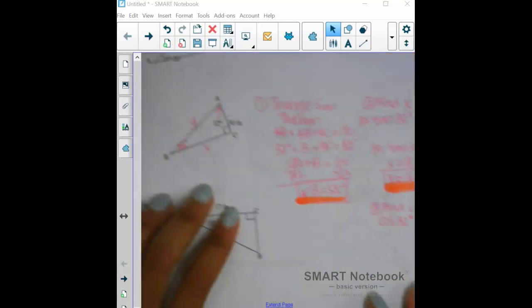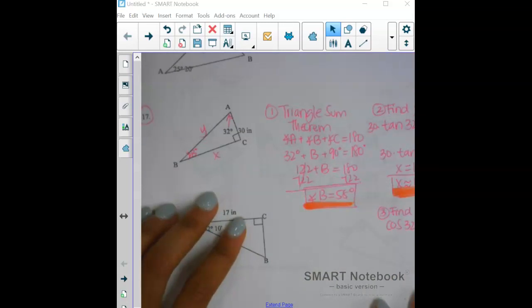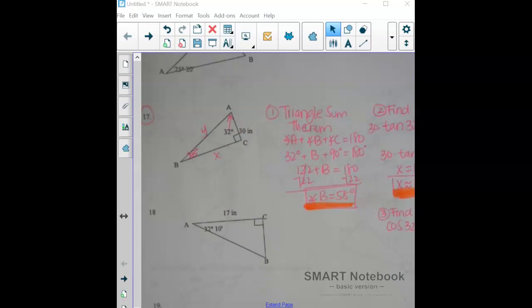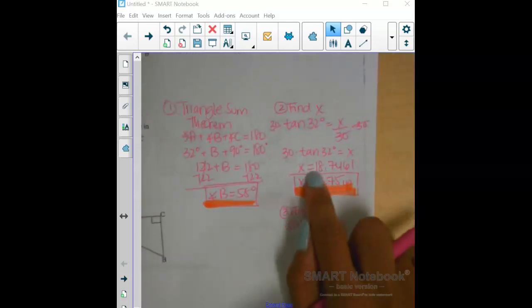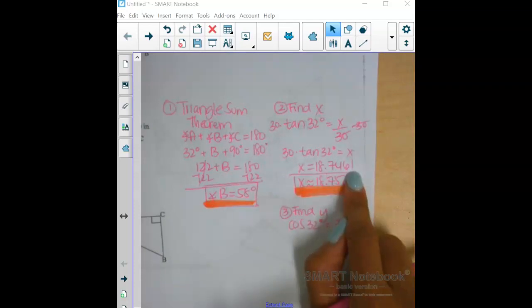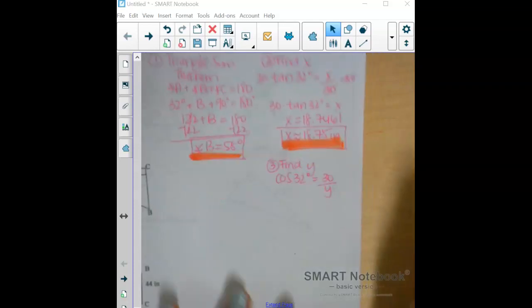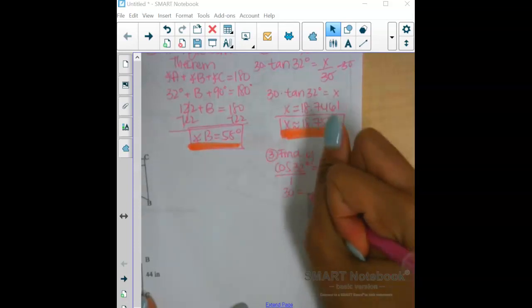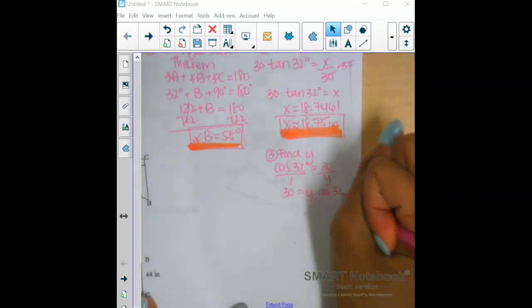What's another way you could use instead of using one of the trig functions? If I wanted to find y, you can use Pythagorean theorem. If you use Pythagorean theorem, though, guys, don't use the simplified decimal. Use the long decimal number to get a correct answer. Okay, so for this one, I'm going to actually cross multiply. So we're going to have 30 is equal to y times cosine of 32 degrees.